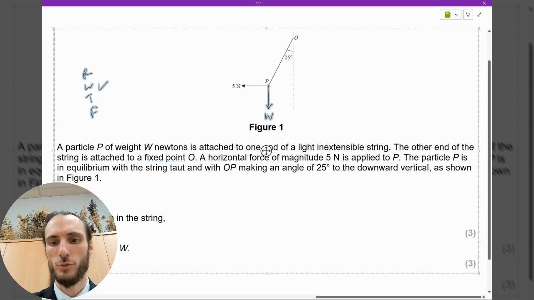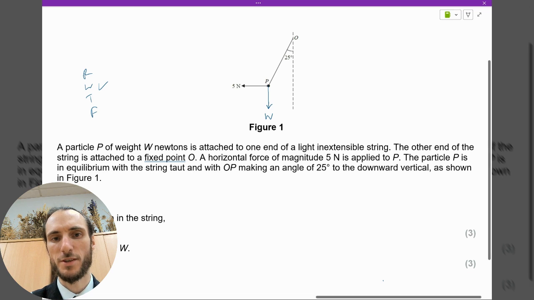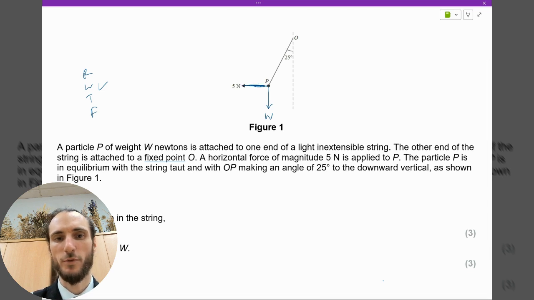A horizontal force of magnitude 5 newtons applied to P. Okay, so this 5 newtons has come from somewhere. Who knows where really? This is just some force that is already there. And the particle P is in equilibrium with the string taut, and with OP, the string, making an angle of 25 degrees to the downward vertical. Yeah, I can see that angle there, as shown in figure 1.